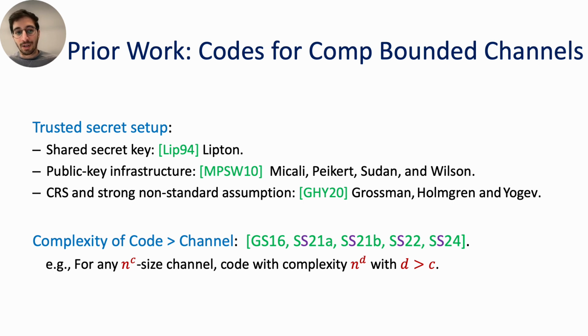And this line of work assumes more, or has a caveat, in that we are assuming that the complexity of the code itself is more than the channel. So if you think about the channel as being some n to the c size channel or adversary, then it implies that the runtime of the encoding and decoding should be more than the runtime of the channel. So this is a major caveat, and of course this means that we don't get codes for PPT. We get them for weaker classes of channels. However, the upside of this is that we're able to get this from weaker assumptions or non-cryptographic assumptions.